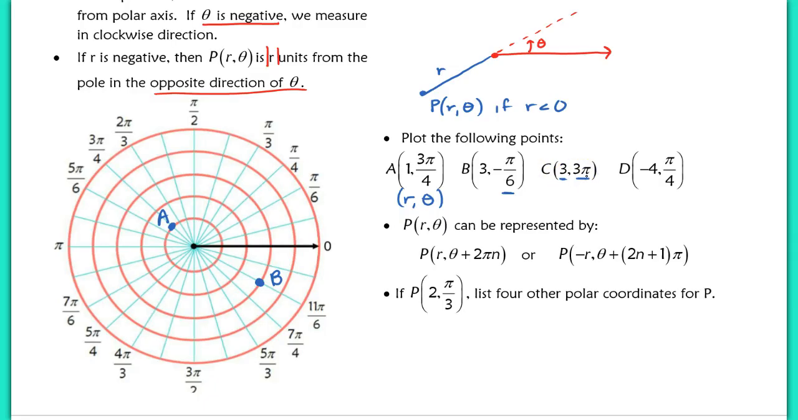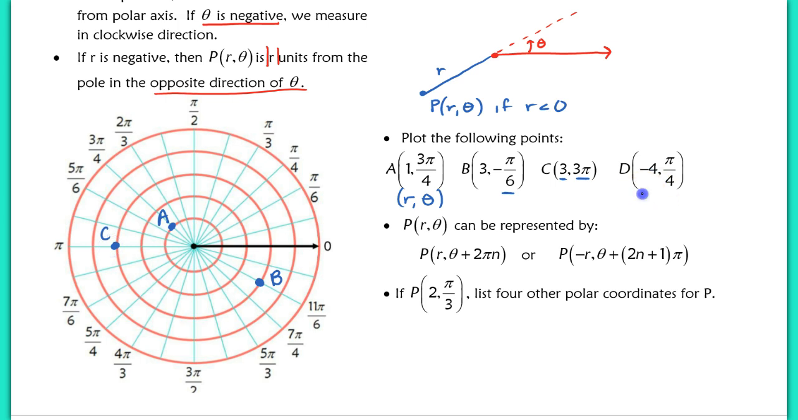Now C is (3, 3π), so I want to be 3 units away at an angle measure of 3π. So if I start at the polar axis and I go counterclockwise, this is going to be 2π, and then I have to go around and stop here. So this is the coordinate C, (3, 3π).